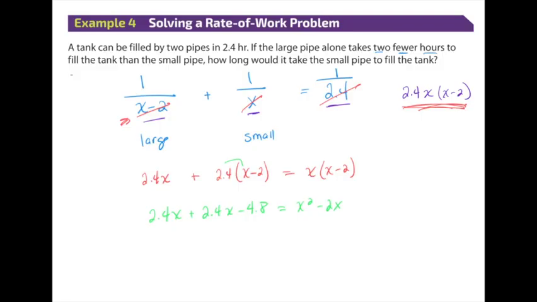So we're going to subtract, well, this is going to be, by the way, 4.8x. So we're going to subtract 4.8x minus 4.8x. We're going to add our 4.8. So we have 0 equals x squared minus 6.8x plus 4.8. I promise, just plug it in. Plug it into the quadratic formula, just like we did before. Negative b plus or minus the square root of b squared minus 4ac over 2a.